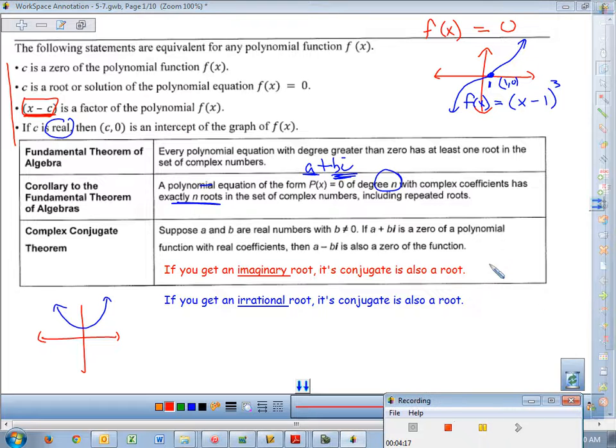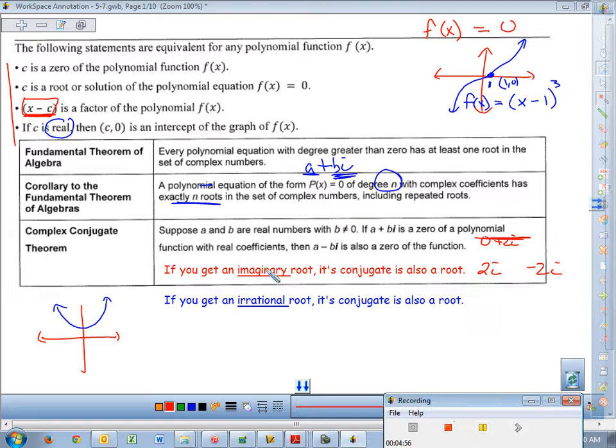So for an example, let's say we did our algebra today and we got the root of something to be 2i. The conjugate of that is negative 2i. If you think of it as a complex number, this is really 0 plus 2i. Wouldn't the conjugate be the exact same thing but switch the sign, 0 minus 2i? So if you get an imaginary root like 2i, you automatically know that negative 2i is also going to be a root. Same thing with an irrational root. If you get an irrational root, its conjugate will also be a root.